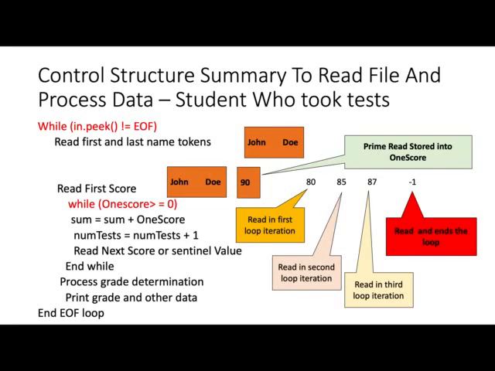Okay, so let's look at this slide. Well, I had stepped away for a second, so you have some chance to look at it. Control structure summary to read file and process data. In this case, the student who took some tests. So that means the student record will look like this in the file. First name, last name, and number of scores, ending with a sentinel value.